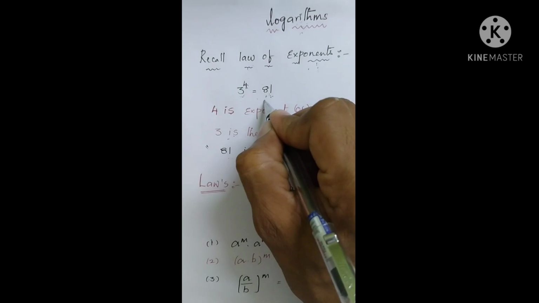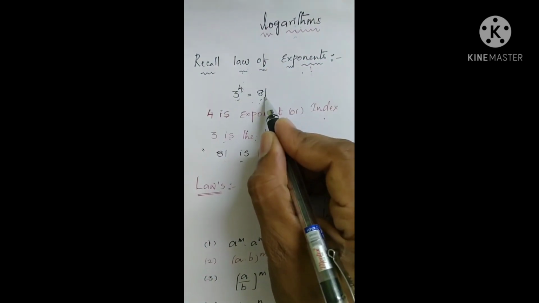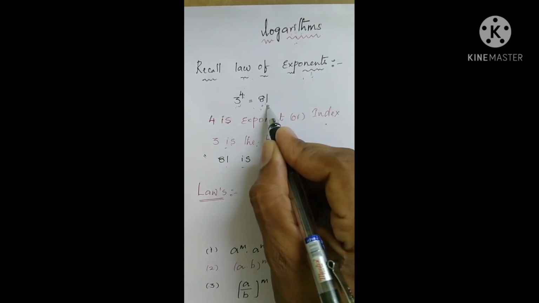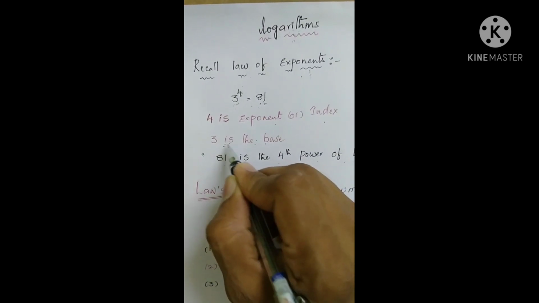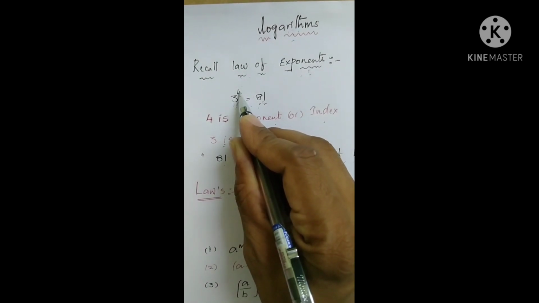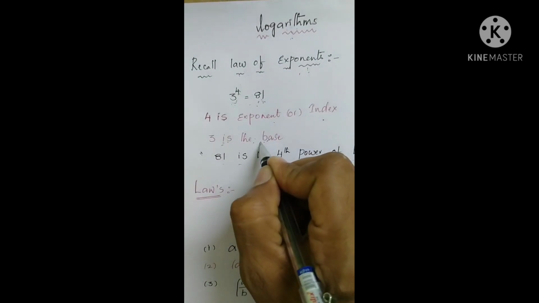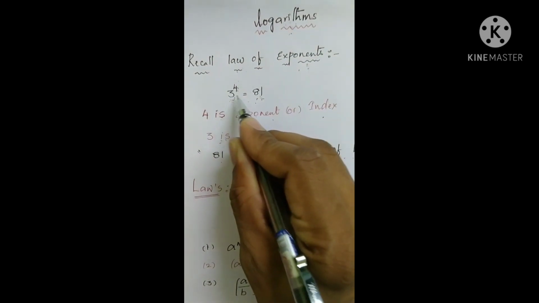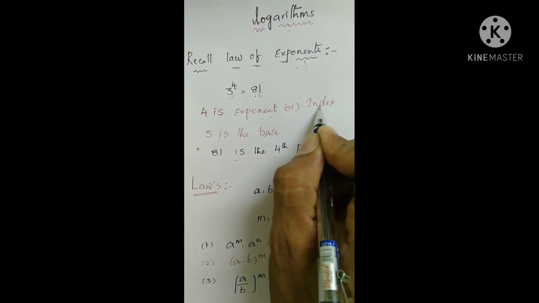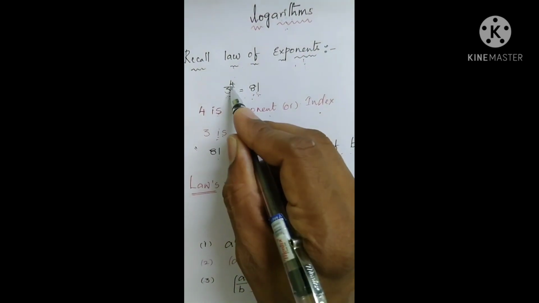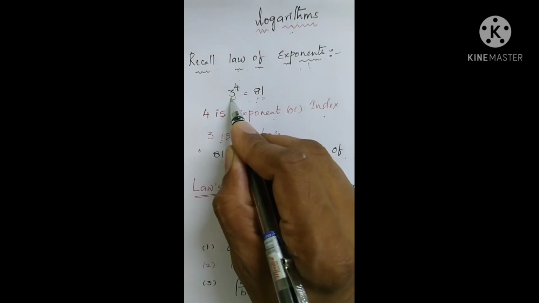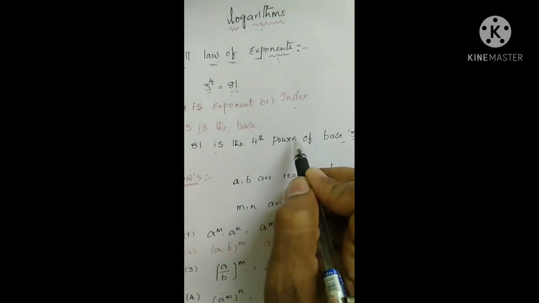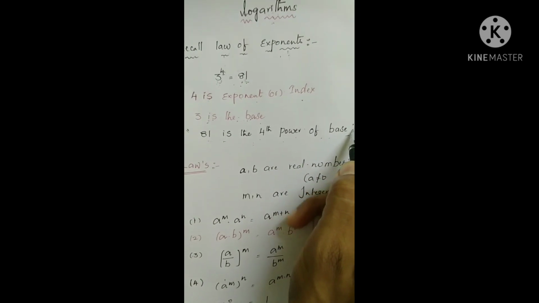So let us take one example. 81 is equal to 3 power 4. 81 can be written with the base 3 as 3 power 4. Here 3 is the base, and 4 is the exponent or index. This is the exponential form of 81 with the base 3. So 81 is the fourth power of base 3.